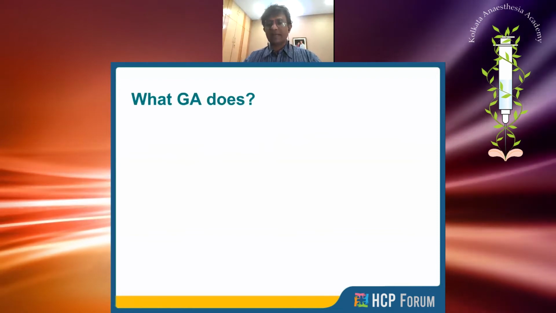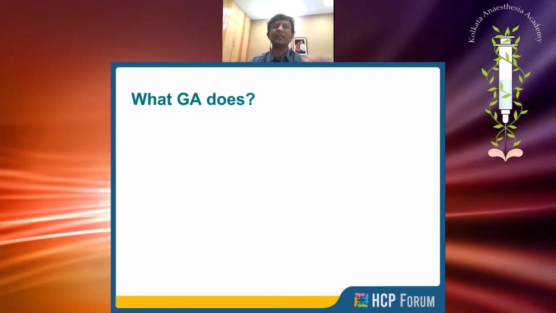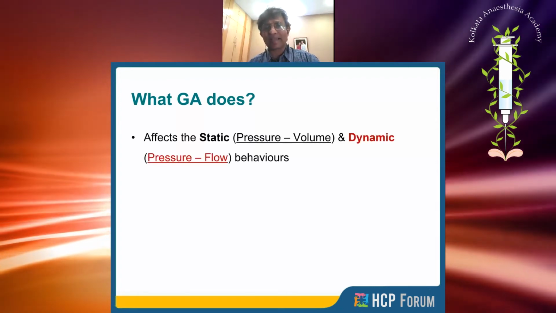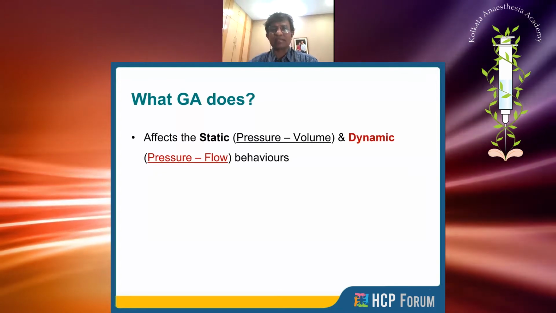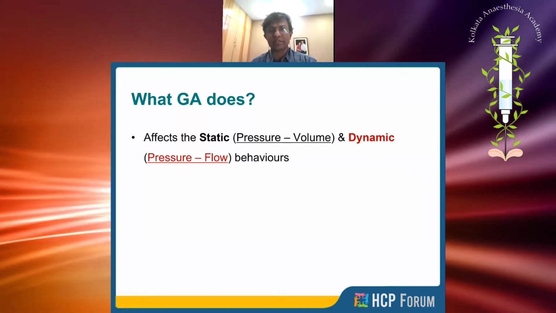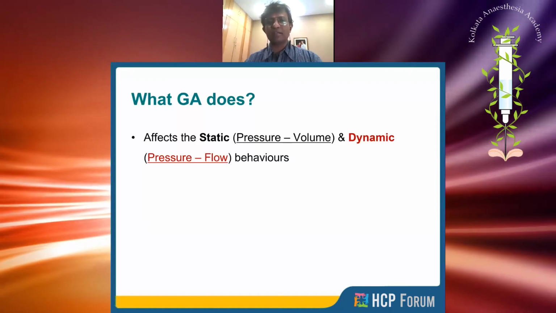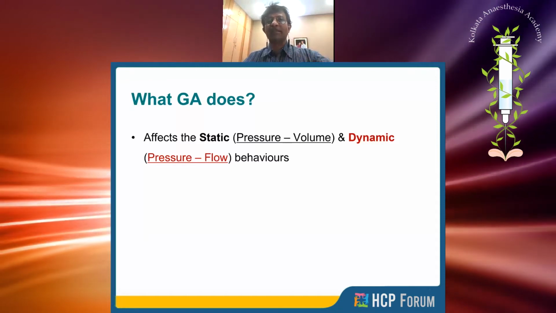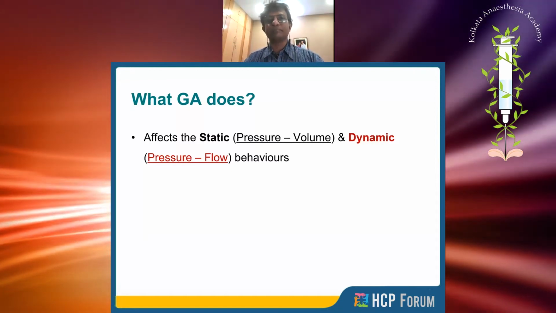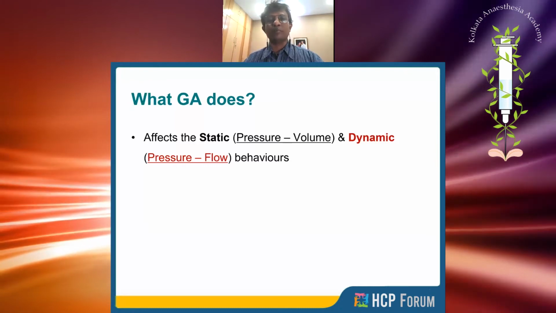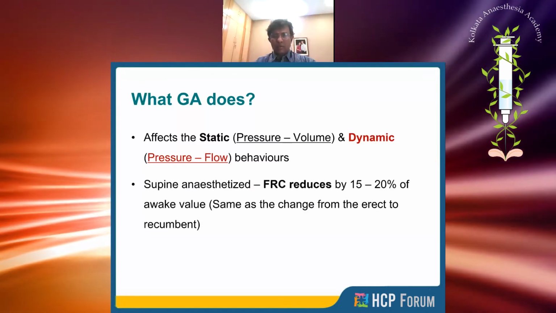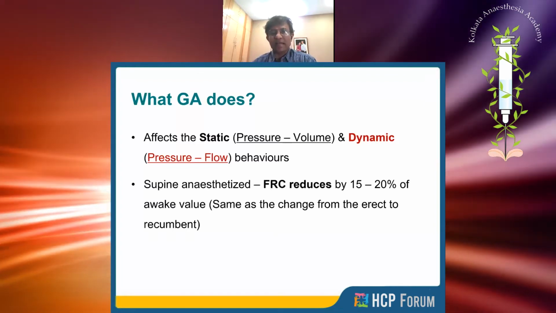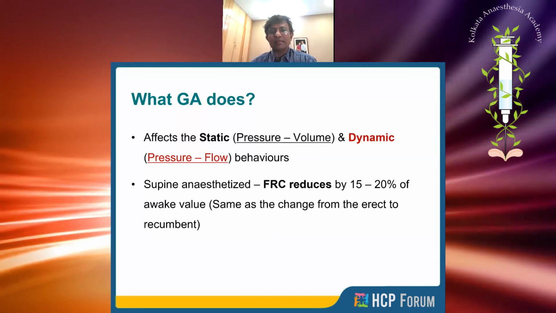Okay, so what general anesthesia does to the physiology of breathing, if you want to see, it affects both the static as well as the dynamic behaviors. By the static, we mean the pressure volume relationship, and as well as the dynamic behaviors like the pressure flow behaviors. So that's what general anesthesia does to the physiology of breathing.